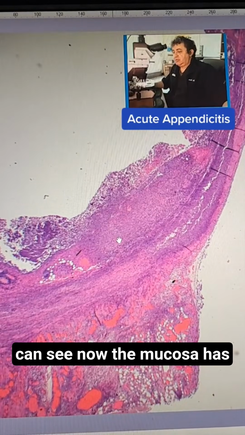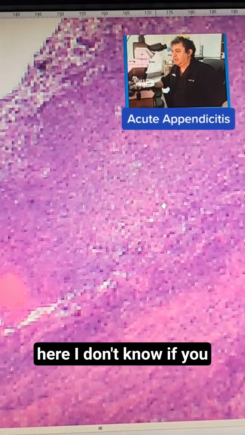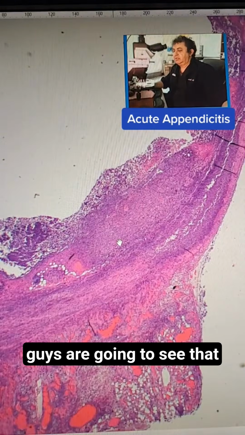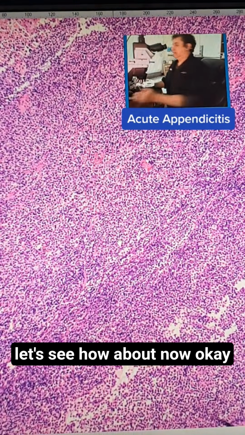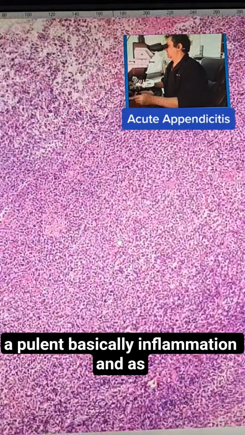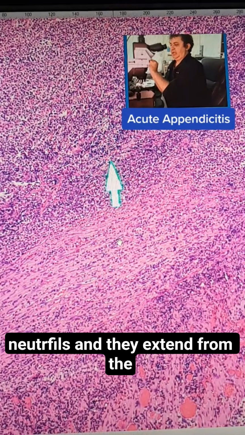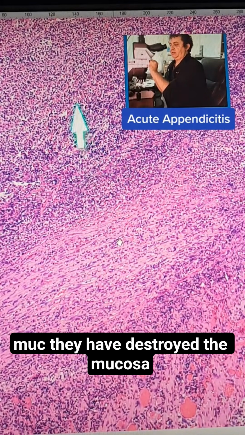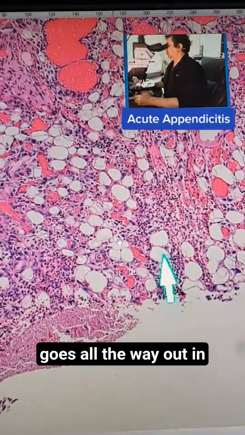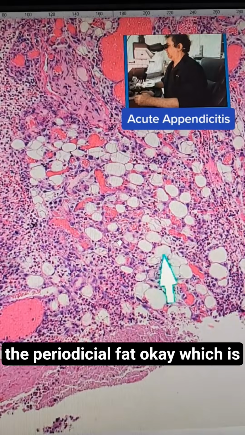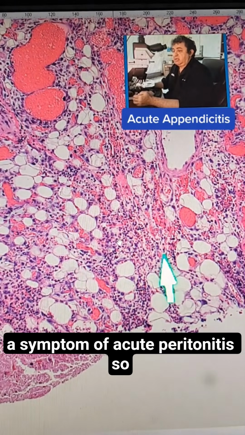As you can see now, the mucosa has been completely obliterated, and the infiltrate here, I don't know if you guys are going to see that. Let's see, how about now? Okay, all these cells here, this is a purulent inflammation, and as you can see, all these are neutrophils, and they extend from the mucosa. They have destroyed the mucosa, extended through the muscularis propria, and go all the way out into the periappendiceal fat, which we call periappendicitis, and it's a symptom of acute peritonitis.